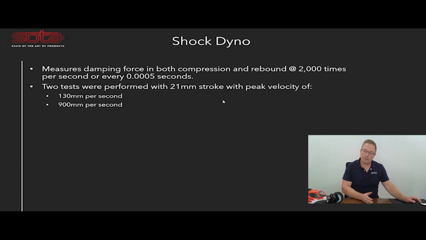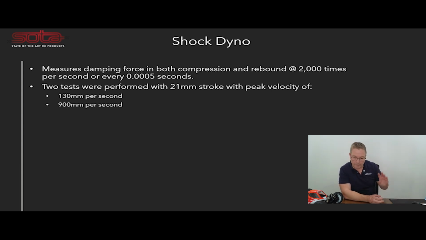Without a dyno, you're guessing. All right, I did 2 tests, 21 mil stroke, one at max velocity at 130 millimeters per second. So that's what would help me with my low speed. And then one at 900 millimeters a second, which is obviously a lot faster, about 7 times faster. And that gives me my high speed type of reading.